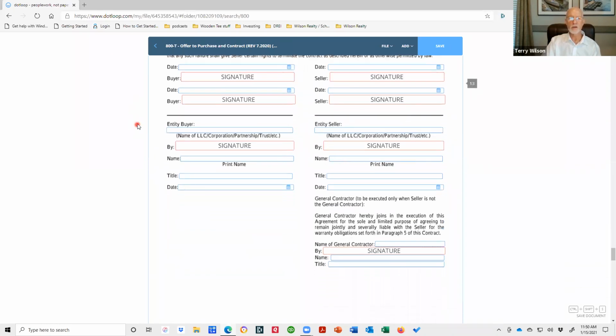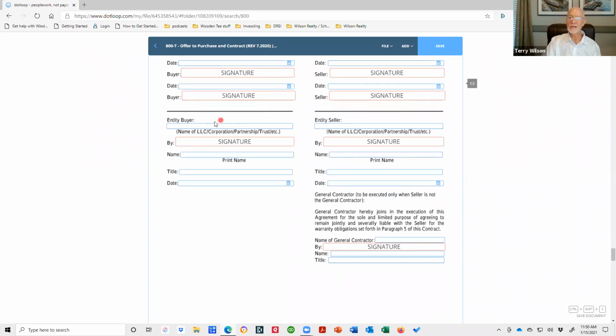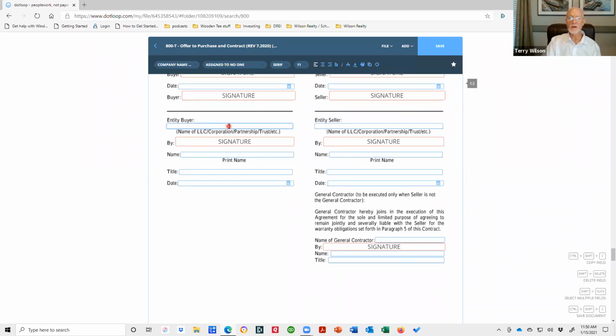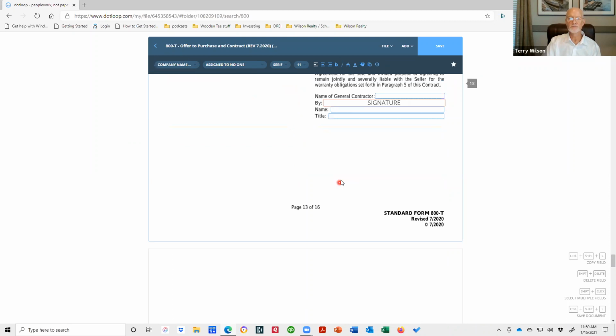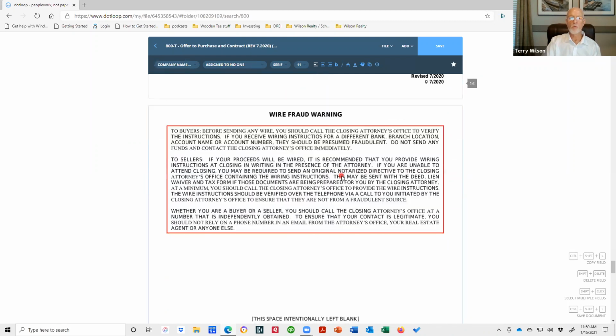Buyers sign, sellers sign. If it's an entity, then you put the entity name here. Buyer signs as entity, and there you go. Same for the seller. Wire fraud.